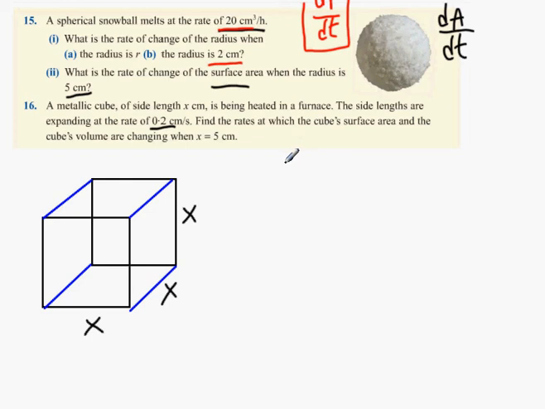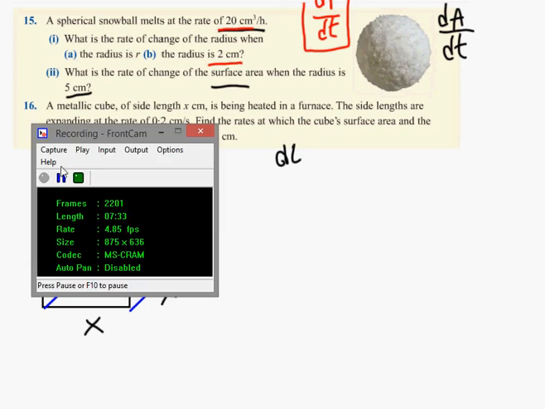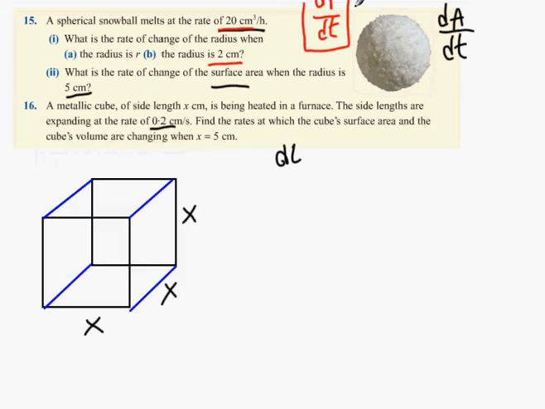What would we call the length? I think it'd be better just calling them L or dL, because x is its value, not what it actually is. So look, dl dt is the length expanding by 0.2 centimeters per second.